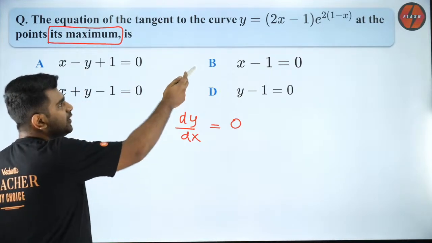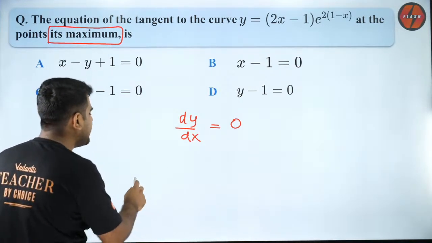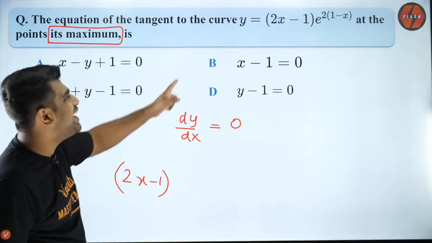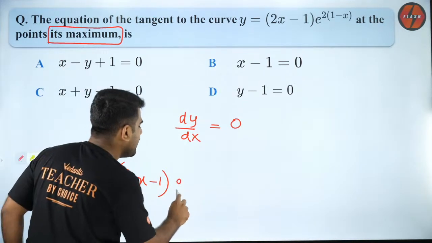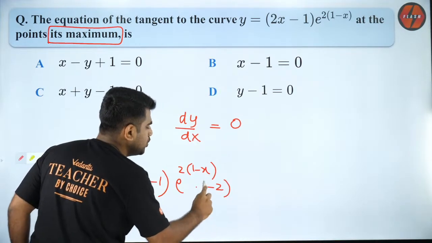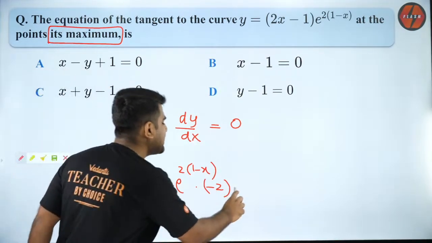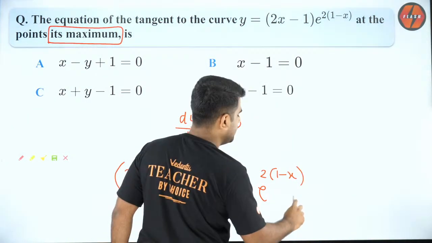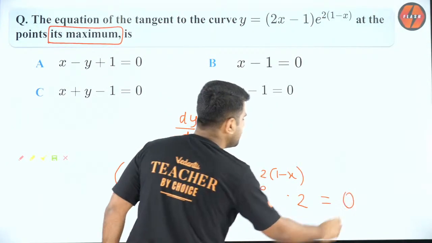So guys, if I differentiate, what will I get? I have to use the product rule. So first function into derivative of second. What is the derivative of the second? It will be into -2. I hope you guys got it. Plus second function into derivative of first, which will be into 2. And that is equal to 0.